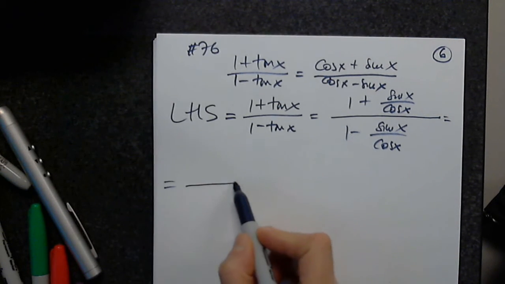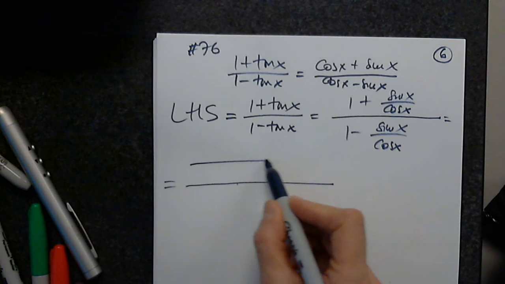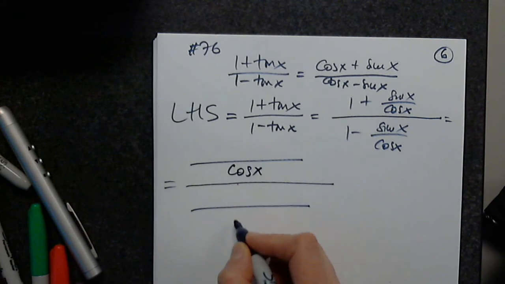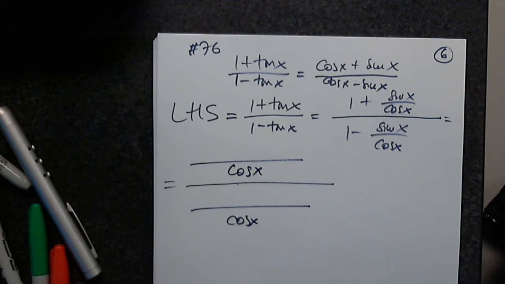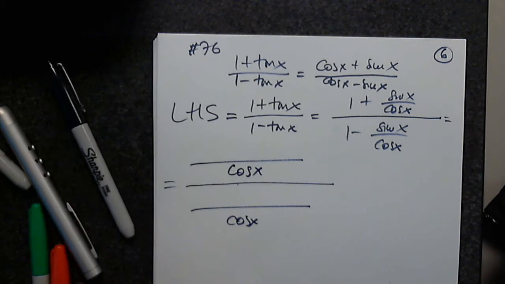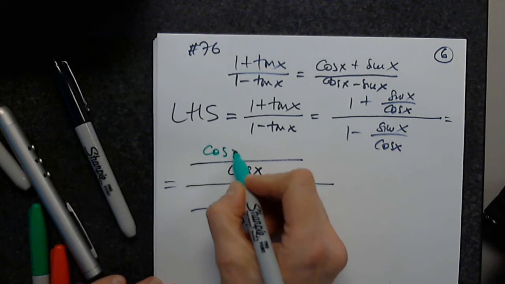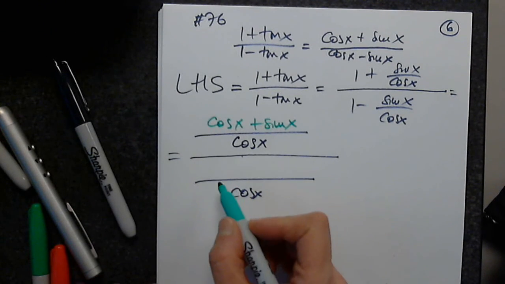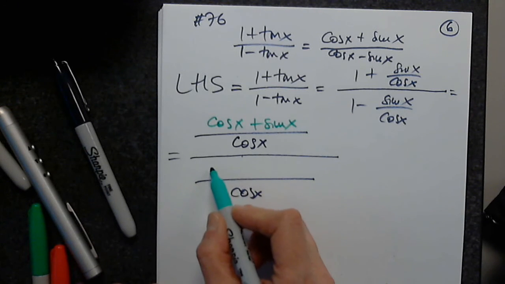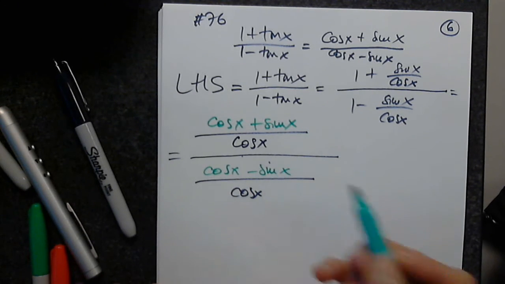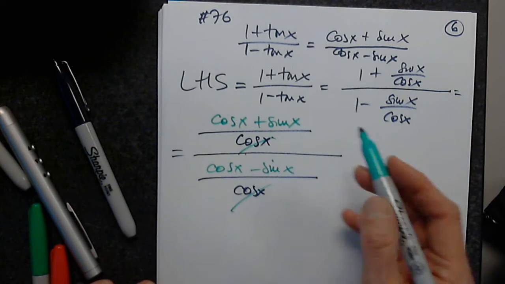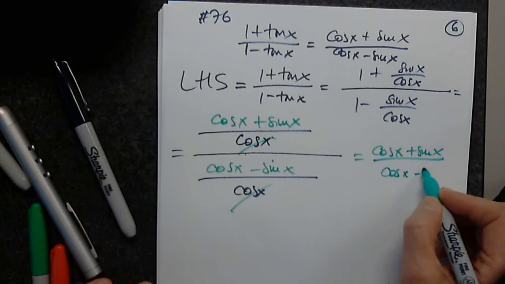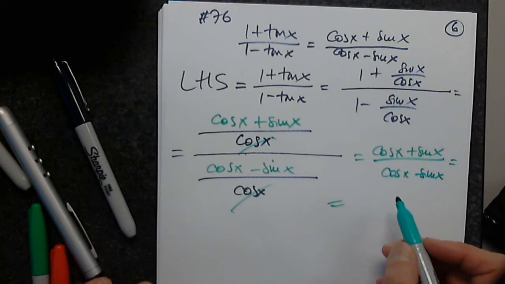So, which is? And then the top? And the top? Of course, when I flip, these two go away, and I have cosine x plus sine x over cosine x minus sine x, which is obviously correct.